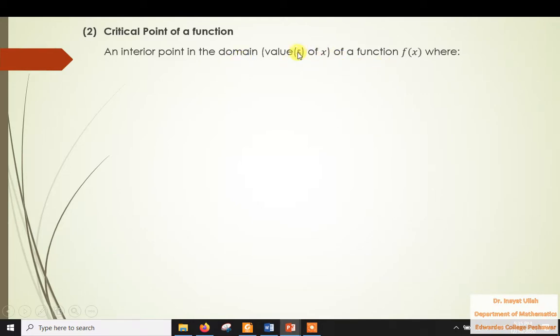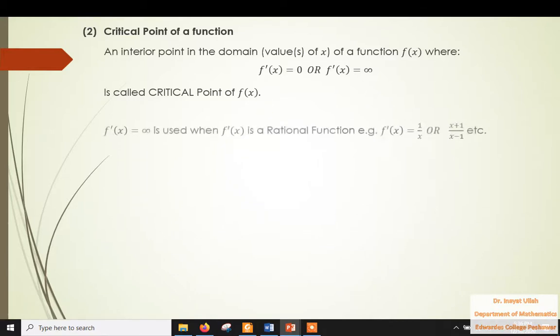So those values of x for which the derivative of the function is 0, or the derivative of the function is undefined, infinity, those values of x are called the critical points of the function. Just look at it, it is called a critical point of a function.